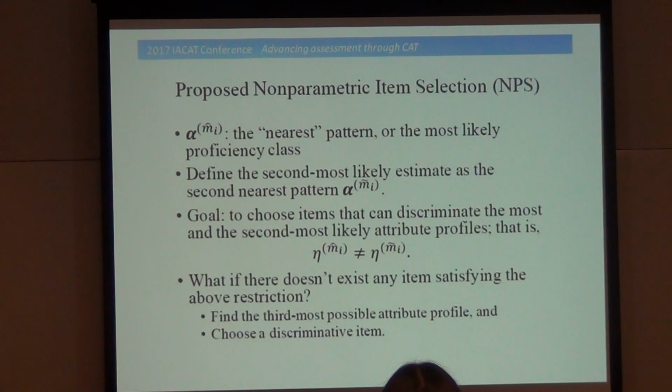So if we would like to select an item adaptively, it can be noted that this non-parametric estimate of the attribute profile obtained by the MBC method is the nearest pattern, or can be seen as the most likely proficiency class. So in this sense, we can define the second most likely estimate, the second nearest pattern.